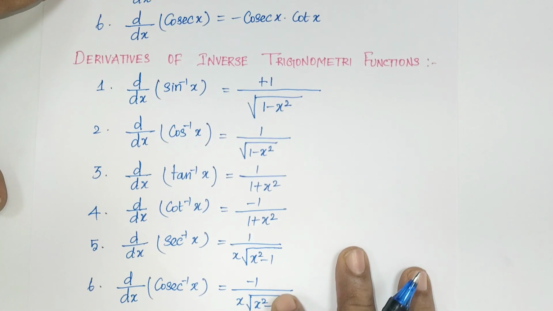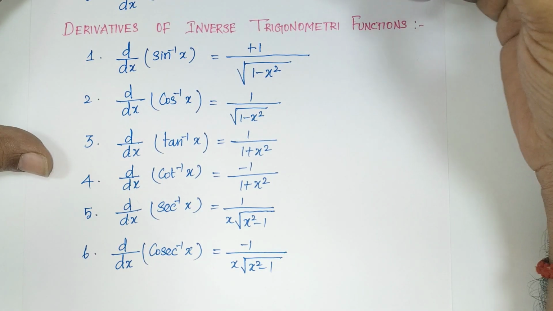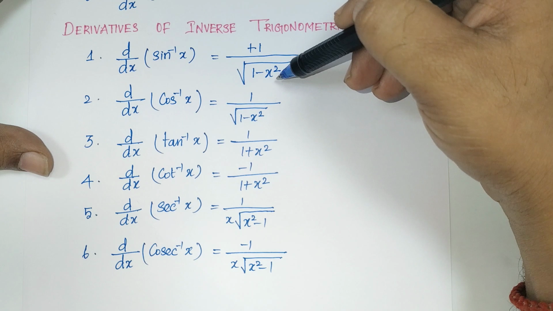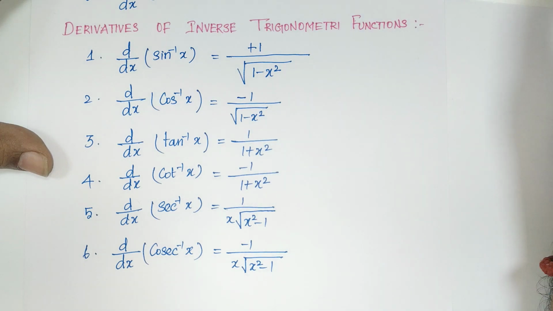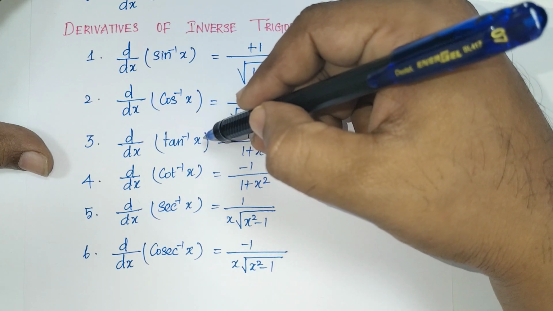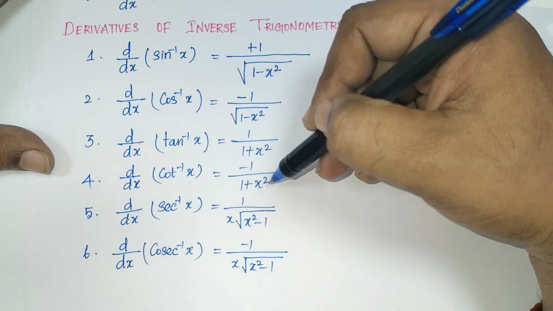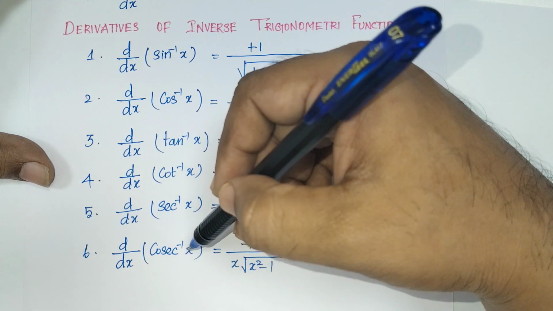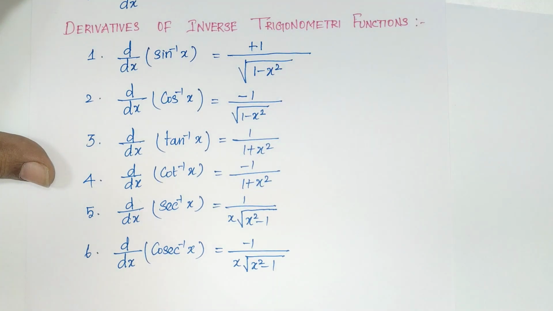And the derivatives of inverse trigonometric functions. All these formulas you should memorize. Differentiation of sine inverse of x is 1 divided by square root of 1 minus x square. And cos inverse of x is minus 1 divided by square root of 1 minus x square, the opposite of sine. Memorize like that. Tan inverse of x differentiation is 1 divided by 1 plus x square. Cot inverse of x is minus 1 divided by 1 plus x square. Secant inverse of x is 1 divided by x into square root of x square minus 1. And cosecant inverse of x, the alternate, is minus 1 divided by x into square root of x square minus 1.